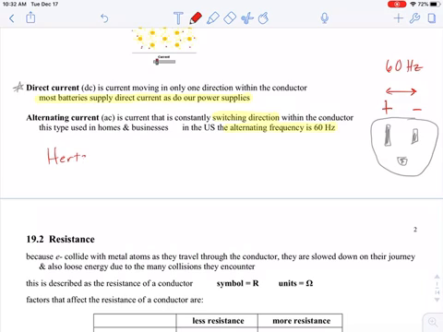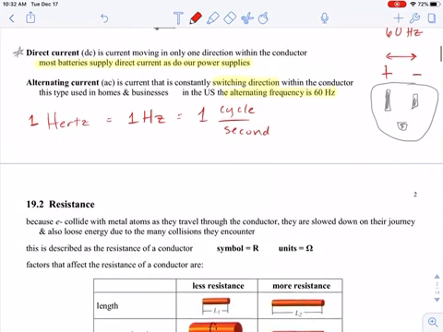Hertz, named after a German physicist. 1 hertz is abbreviated Hz, and it means 1 cycle per second. So 60 cycles per second, if you can imagine that. And we see the effect of that 60 cycles in things like fluorescent light bulbs, and there are other things like old cathode ray tube TV screens that cycle through at 60 cycles per second.